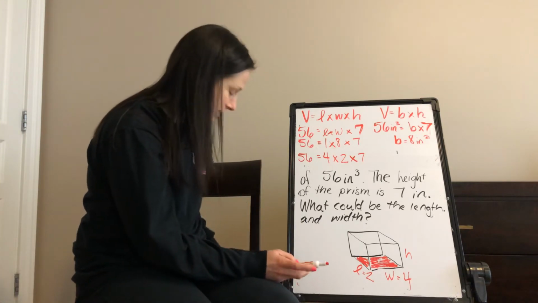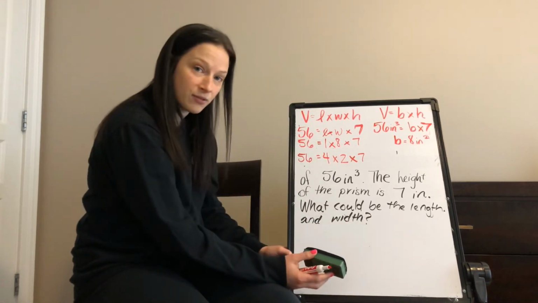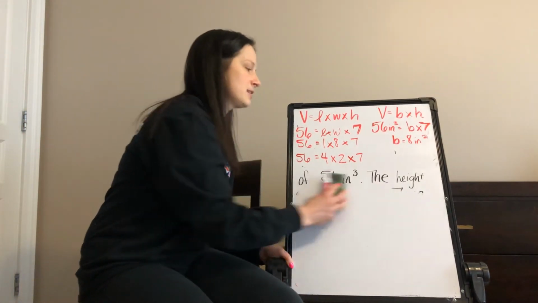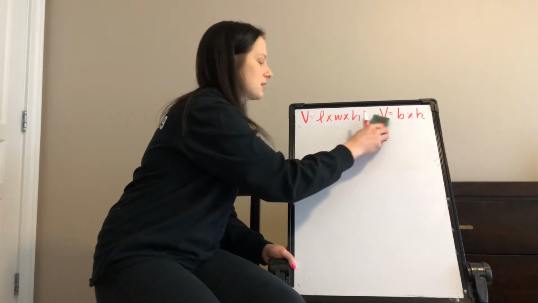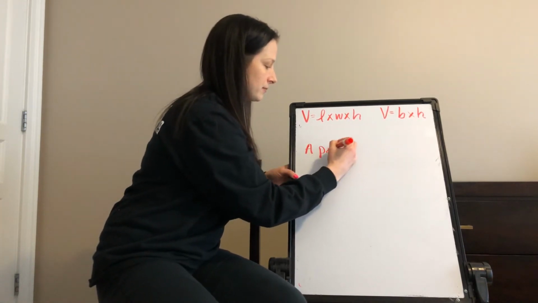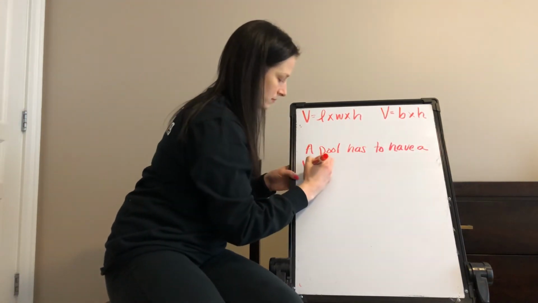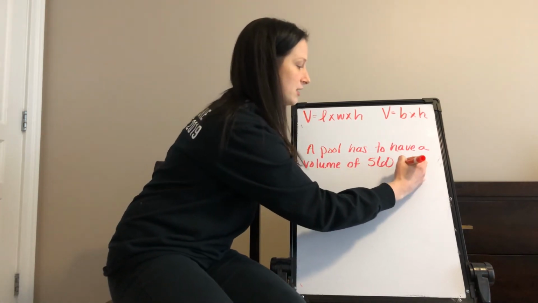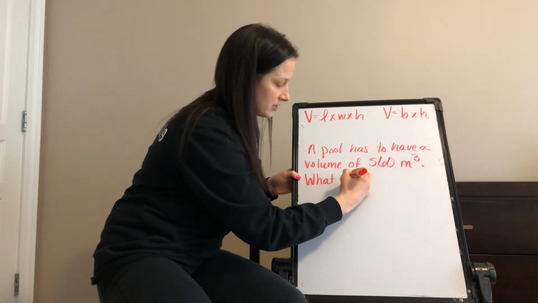Speaking of more than one correct answer, in class we did the whole thing where we designed a pool for your community, and I gave you some dimensions you had to use and things like that. So let's think about a story problem that's similar to that. So a pool has to have a volume of 560 meters cubed. What could the dimensions be?